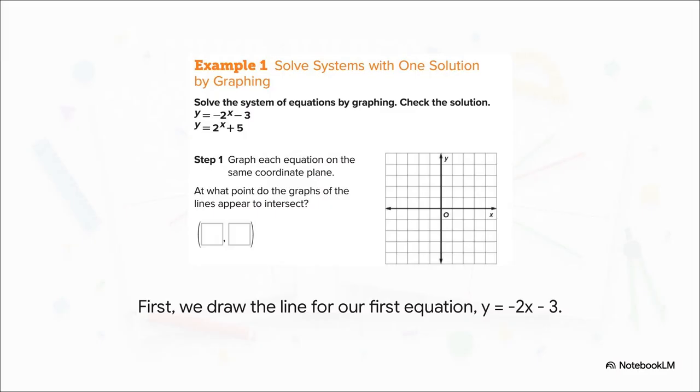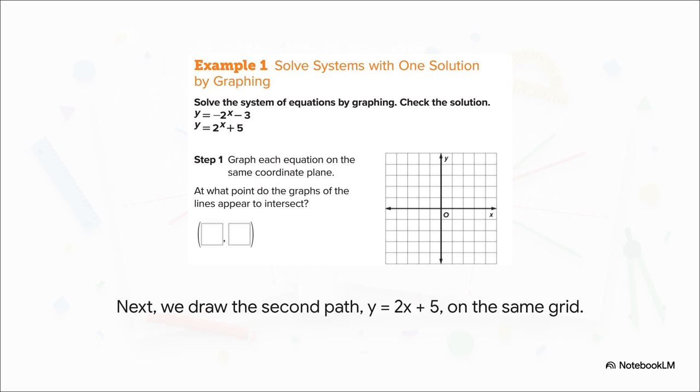Okay, first things first. Let's get that first line on the grid. This is the path for y equals negative 2x minus 3. It's got a starting point, right? That's its y-intercept. And it's got a clear direction. That's its slope. And now let's draw this second path for y equals 2x plus 5, right on that same graph.